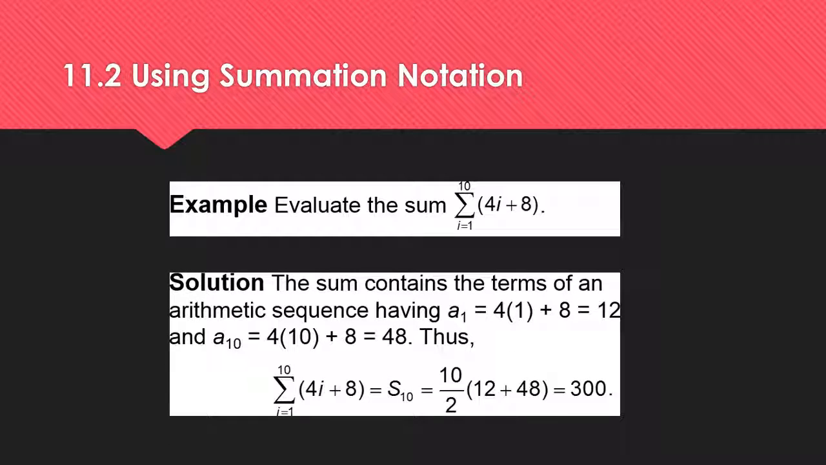Okay, the sum contains the terms of an arithmetic sequence. We know that a sub 1 is 4 times 1 plus 8, which is 12. We can figure out the 10th term by putting 10 in for i, which is 48, and then using our formula, 10 over 2 times 12 plus 48 gives us 300.